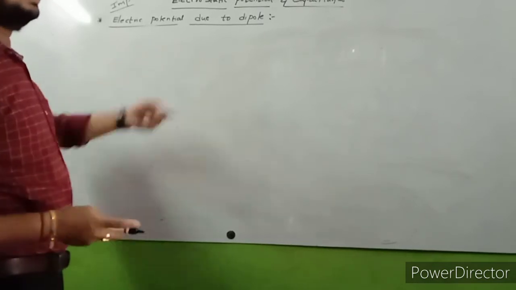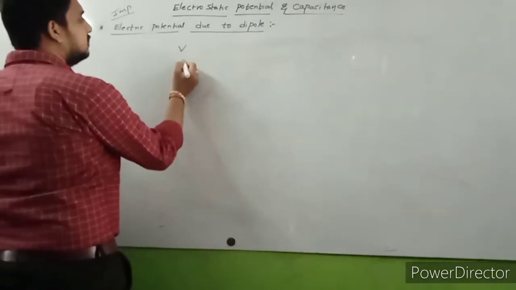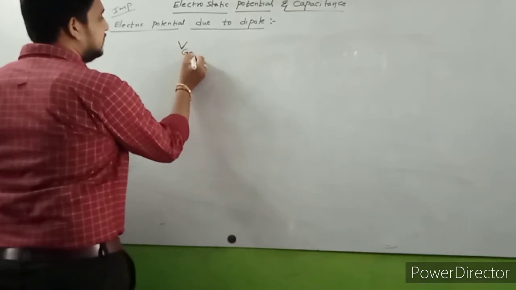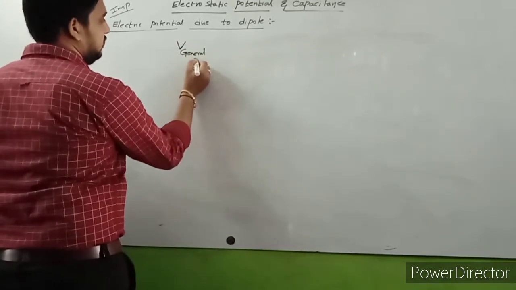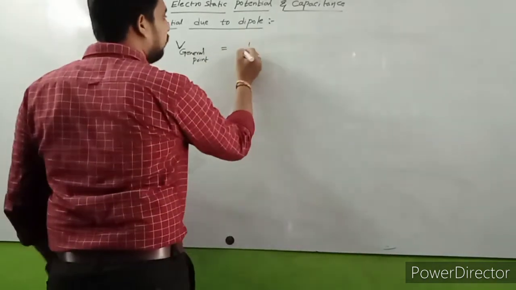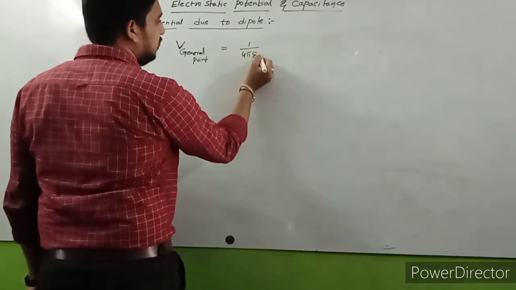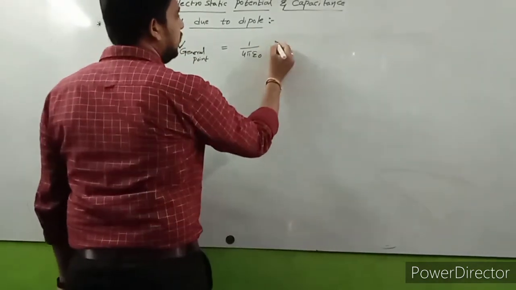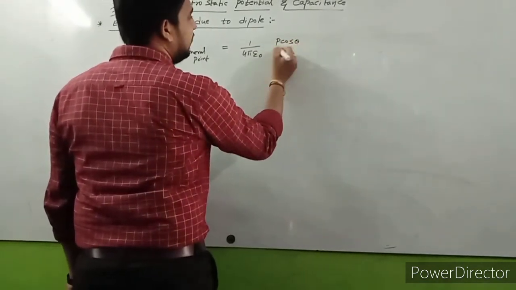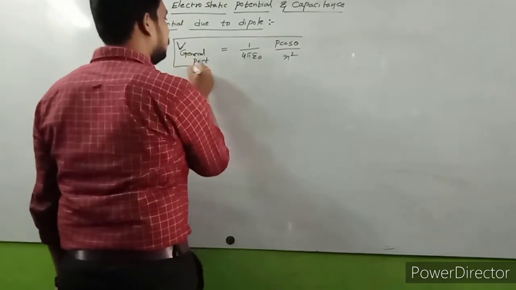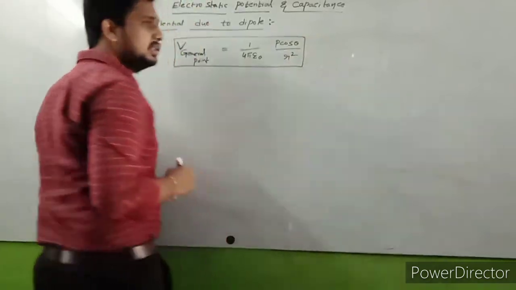Up to now, we have discussed three cases. Potential due to a general point. The formula we got is 1 by 4 pi epsilon naught into P cos theta by R square.